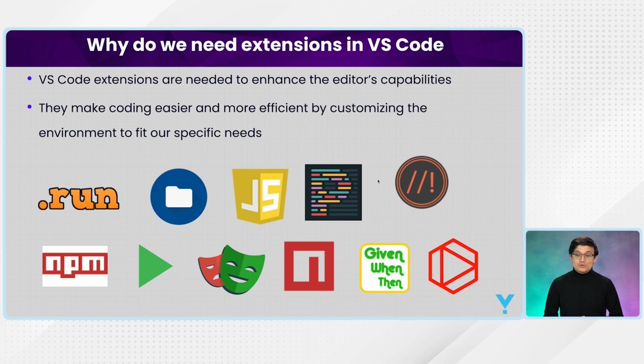So these Visual Studio Code extensions are needed to enhance the editor's capabilities, because at the end of the day, Visual Studio Code is not an IDE, it's a code editor. To make it work like an IDE, an integrated development environment, we install the extensions. Those extensions give lots of capabilities to the code editor to work like an IDE. Okay, and we have installed those extensions already for JavaScript programming, and next we are going to install some more extensions that will be needed for our Playwright automations.